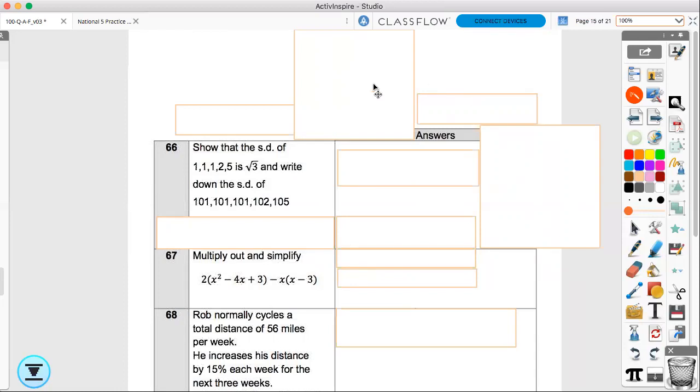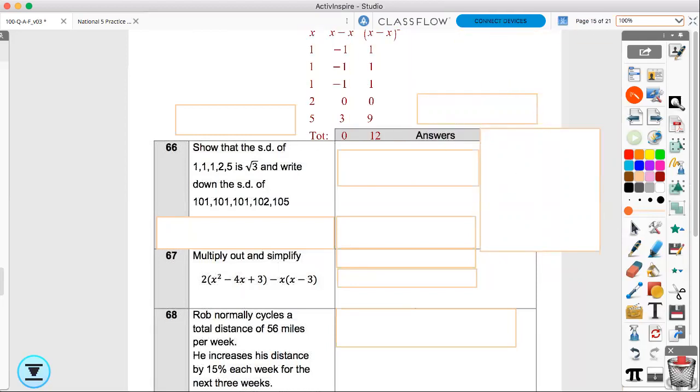So first thing first, you would put a table together. Not the right one. So it's this one here. You've got 1, 1, 1, 2, 5. So n equal 5. You would do the x bar. So you need to find what x bar is. So you add them all up. So that's 10. 10 divided by 5. So you've got x bar equal 2.